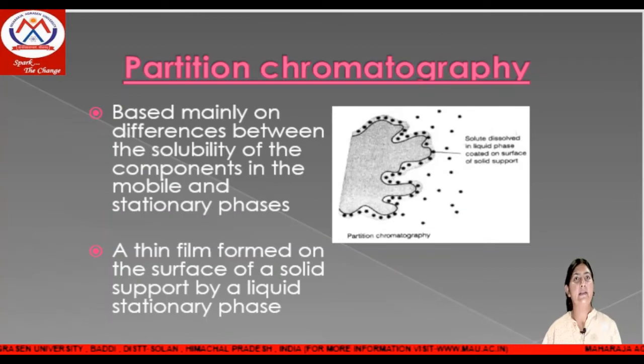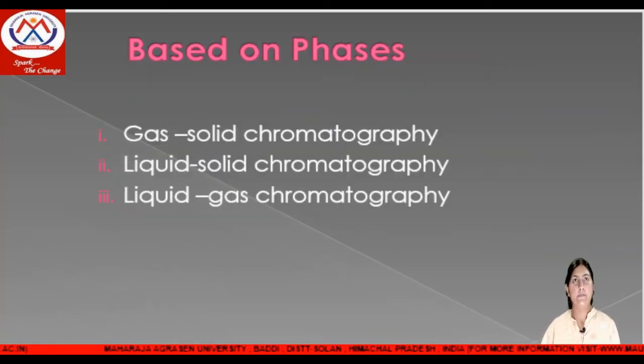Next is partition chromatography. In this, basically the separation is done on the basis of the difference between the solubility of the components in the mobile as well as in the stationary phase. A thin layer is formed on the surface of a solid support by a liquid stationary phase. Here our stationary phase can be a liquid or a gas.